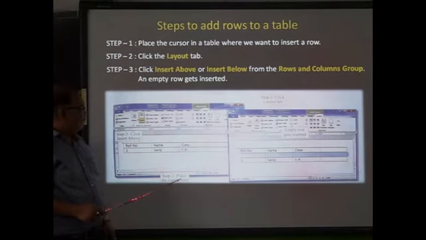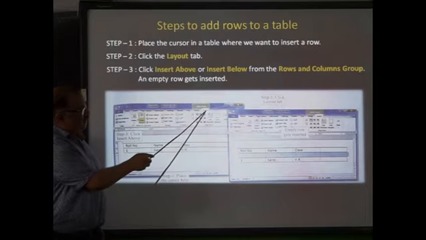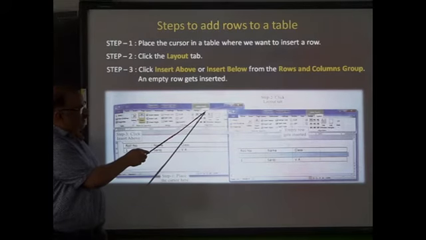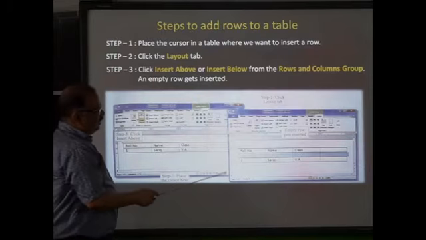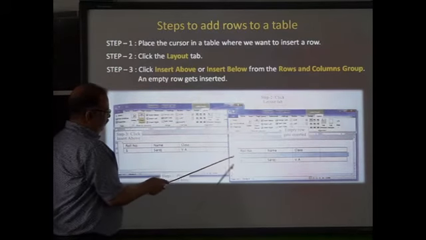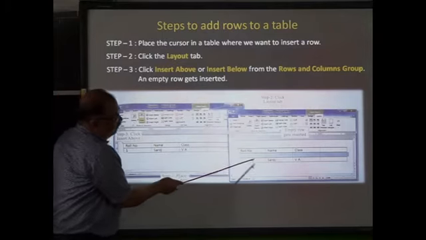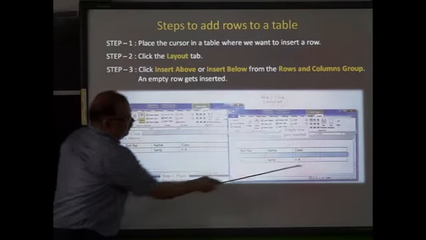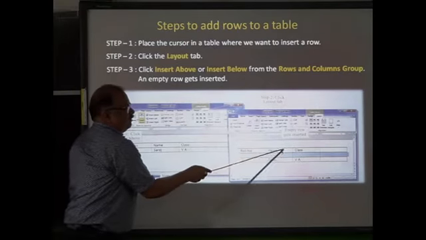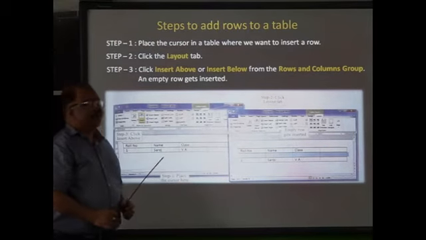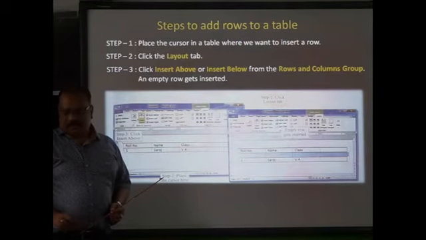Here you can see your cursor is placed here. You are clicking the layout tab. Okay. And then after choosing the option, here it is chosen insert above. You can see your cursor was here and one row is inserted above this. That means between these two. Okay. So this is how we can insert a row or a column in your table.